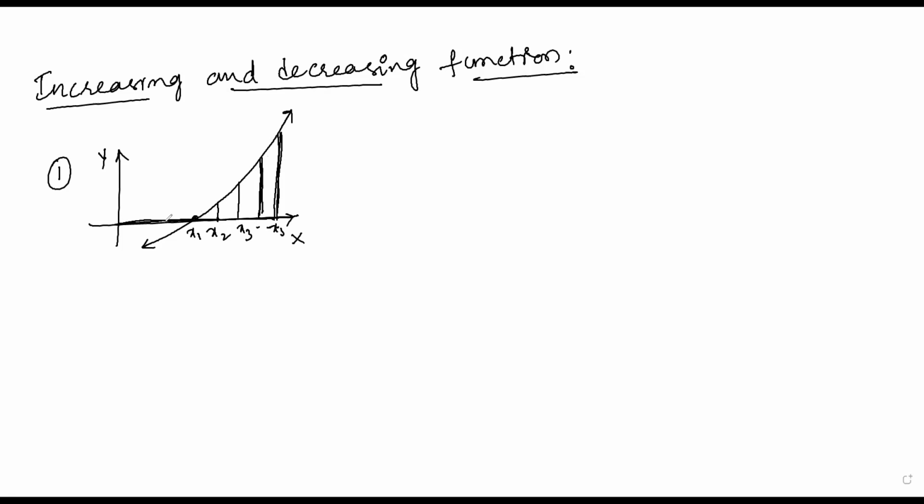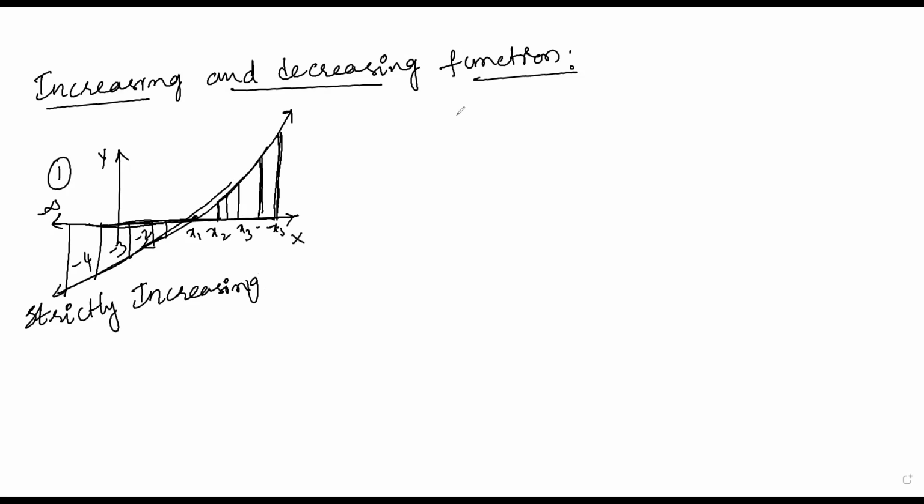Now if you go this side, as x is decreasing, y is also decreasing. This is negative, right? Negative 2, negative 4, like that, going down. So as x is decreasing, y is also decreasing. That means you should always check from left to right: as x is increasing, y is increasing. So this is called an increasing function. But more appropriately, we should say strictly increasing. You understand?